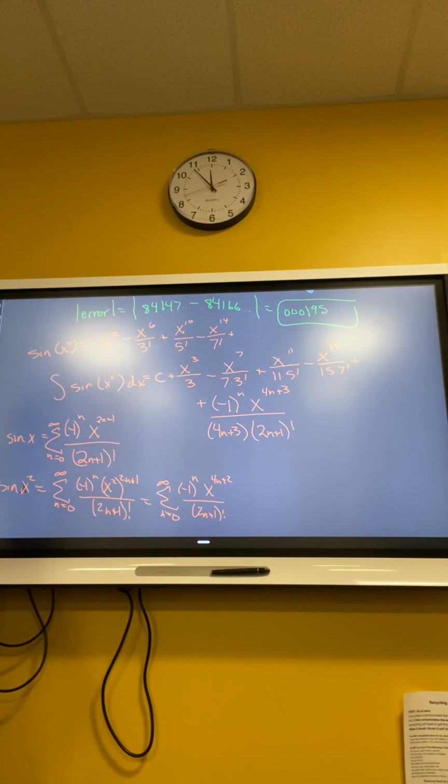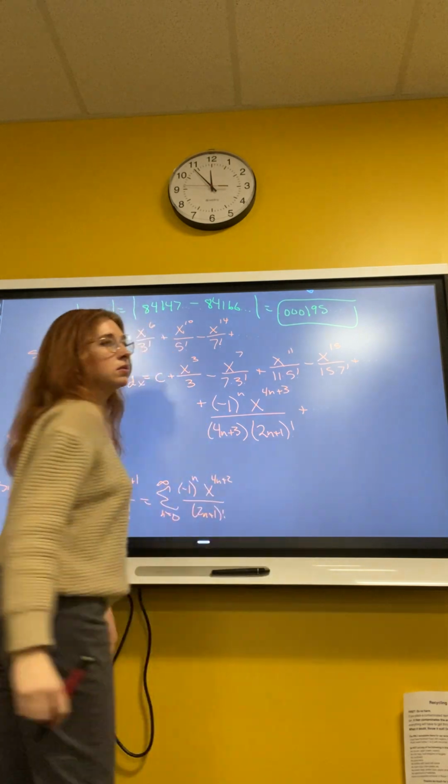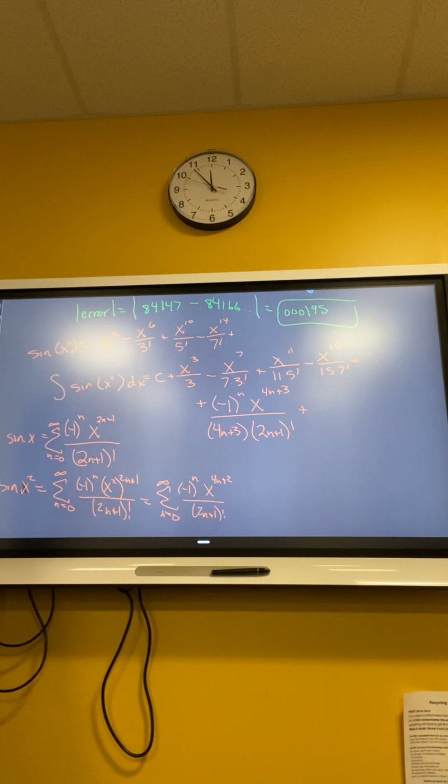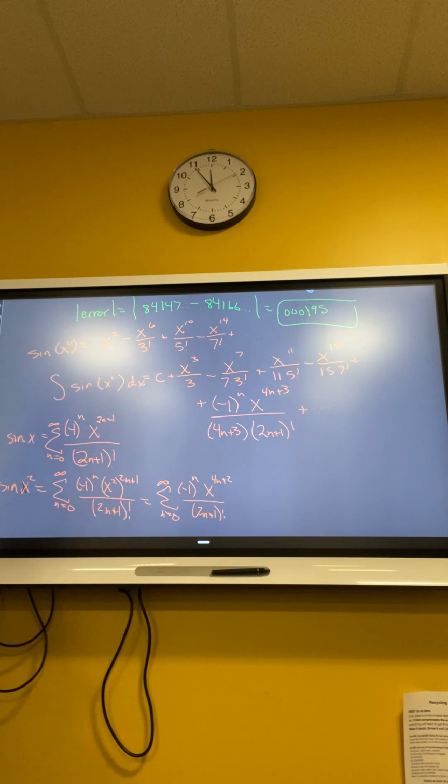Could you leave it unsimplified, or do you need it in that form? No, you could, I mean, you could do it to this one. Okay. So what you did was you plugged in the x squared into the x spot and then integrated. Yes. This is going from the original to plugging in x squared, and then this is going from x squared to the antiderivative. Okay.